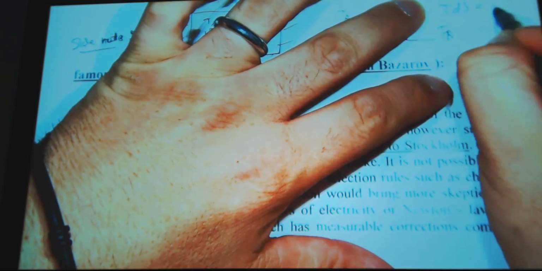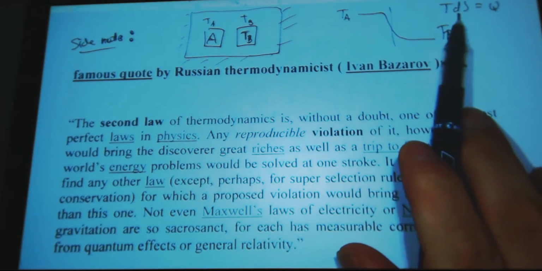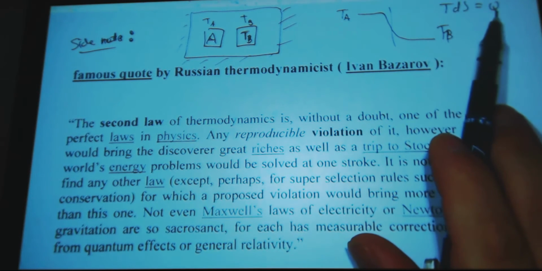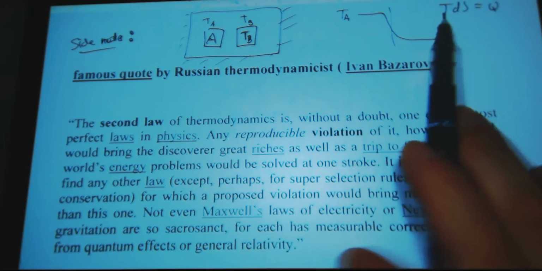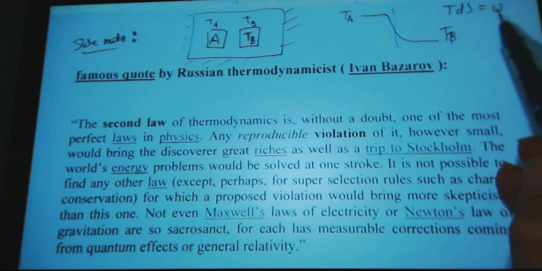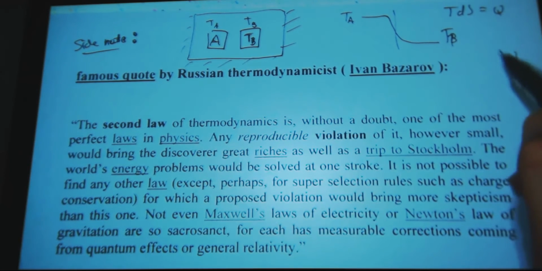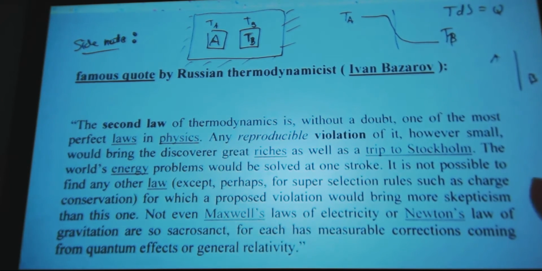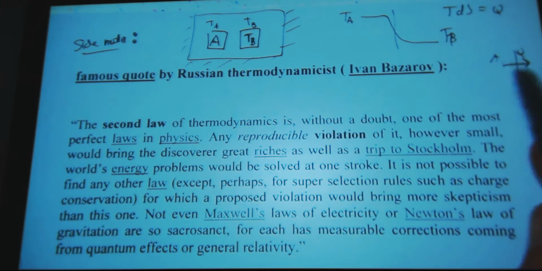T ds equals Q. So the change in entropy is dictated by heat transfer and the temperature of the system. So if I have a larger distribution, I'm going to have a larger heat flux, so that's going to influence. So if I have A and B, I'm going to have some Q. There's going to be a heat flux.